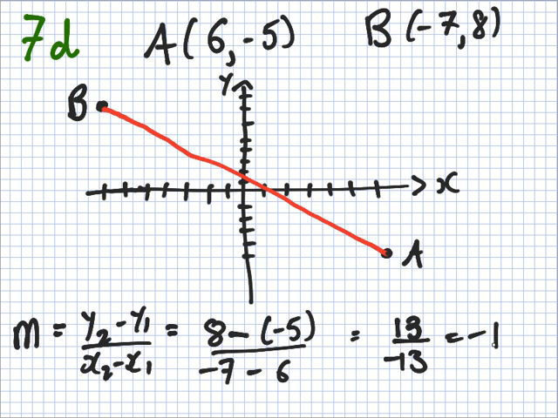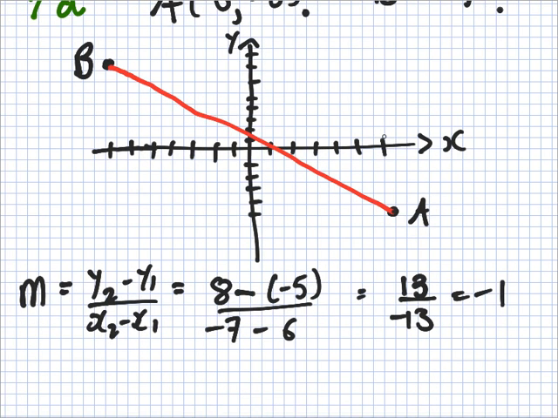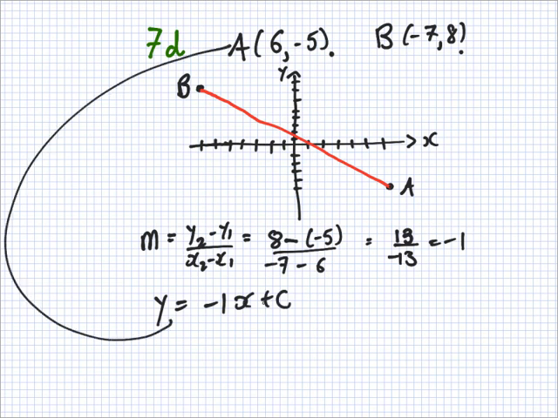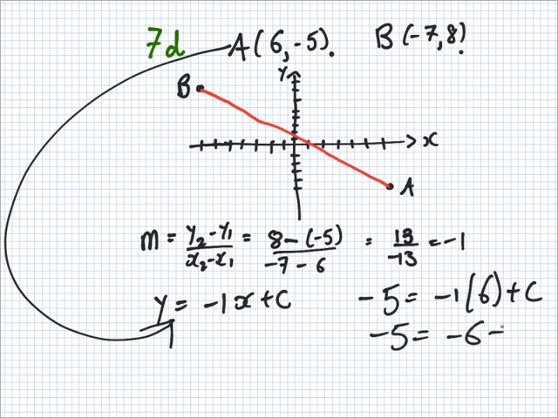Oh yeah, so m is minus 1. And now let's get the c. I think this point is a little easier to put in to get the c. Smaller numbers. So I'll have y equals mx plus c, and we'll put this point in. So minus 5 equals minus 1 times 6 plus c. So minus 5 equals minus 6 plus c. 6 minus 5 equals c. So c is 1 then. So my answer is y equals minus x plus 1.